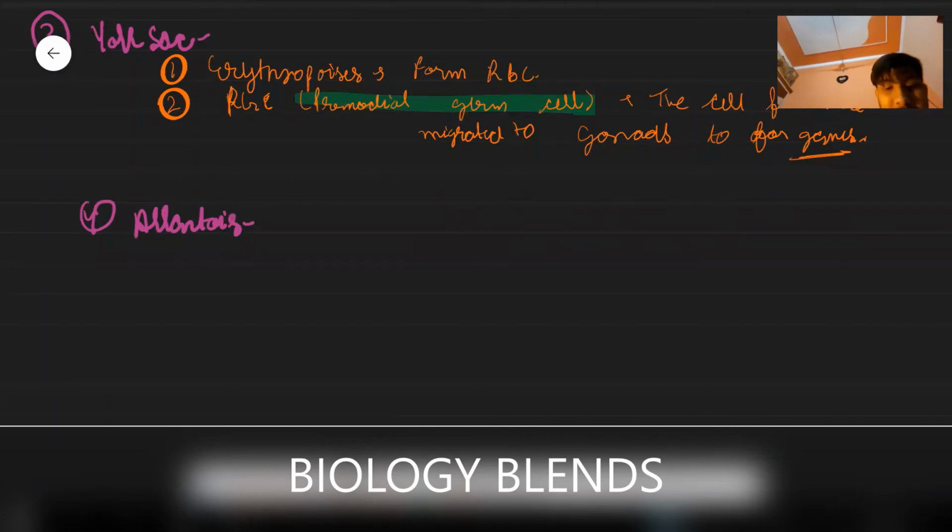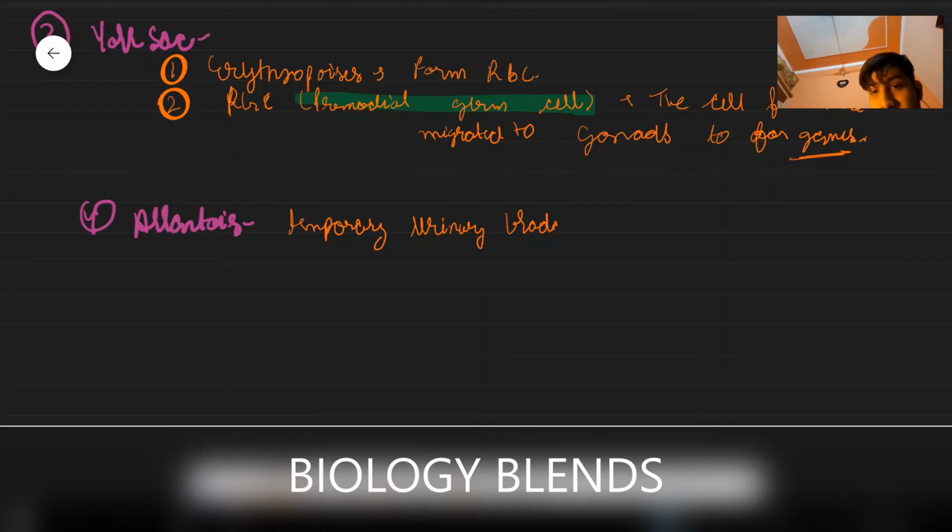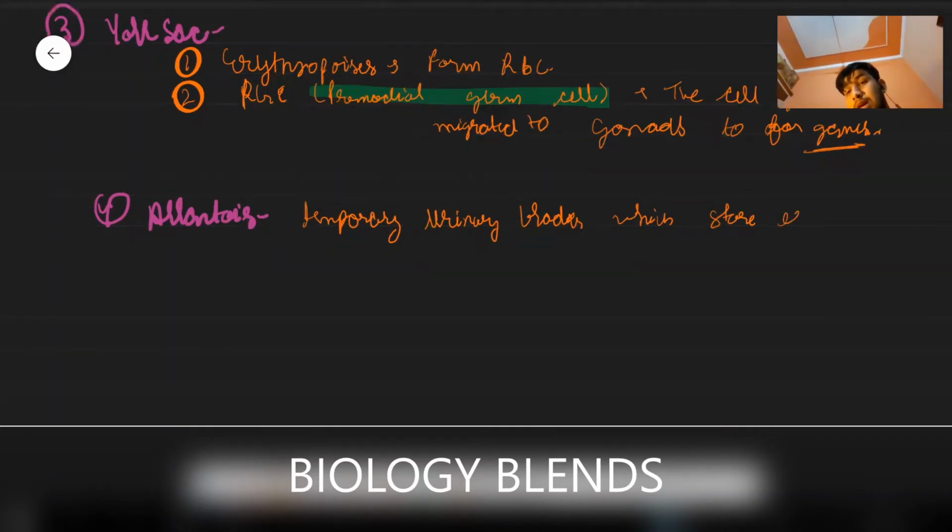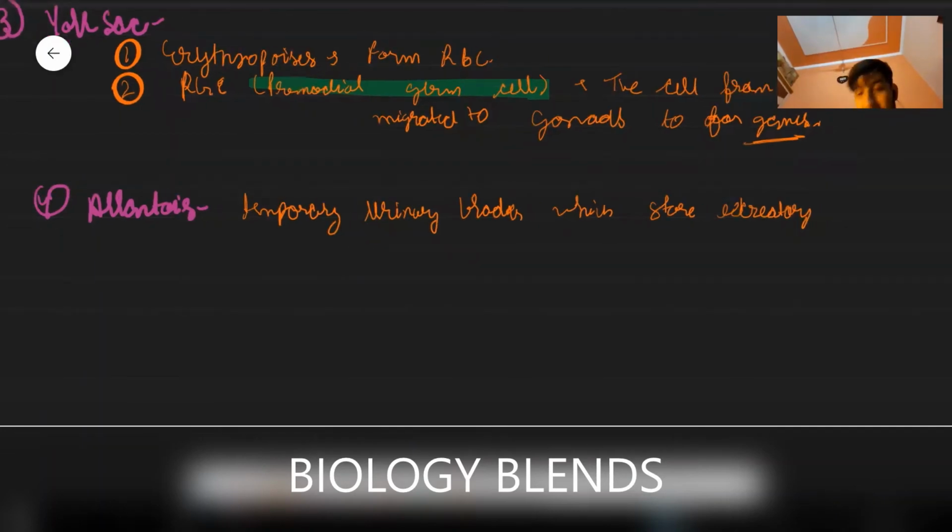Allantois is the temporary urinary bladder, which stores the excretory product of the embryo.